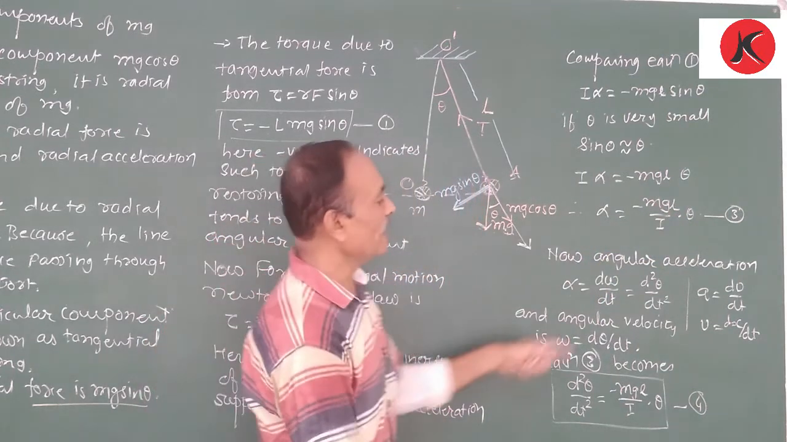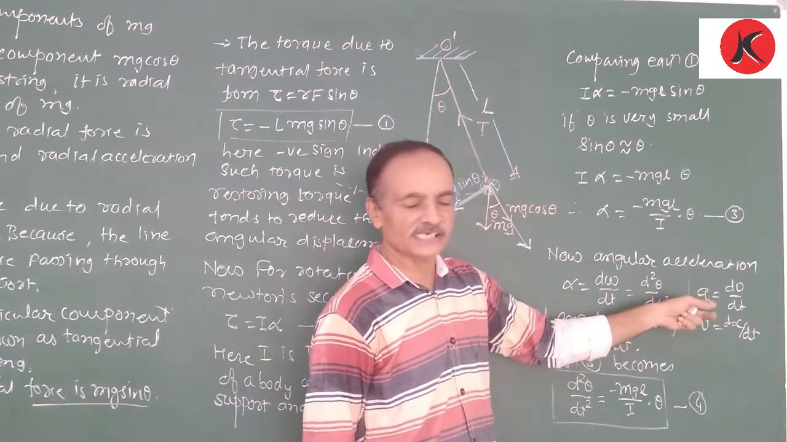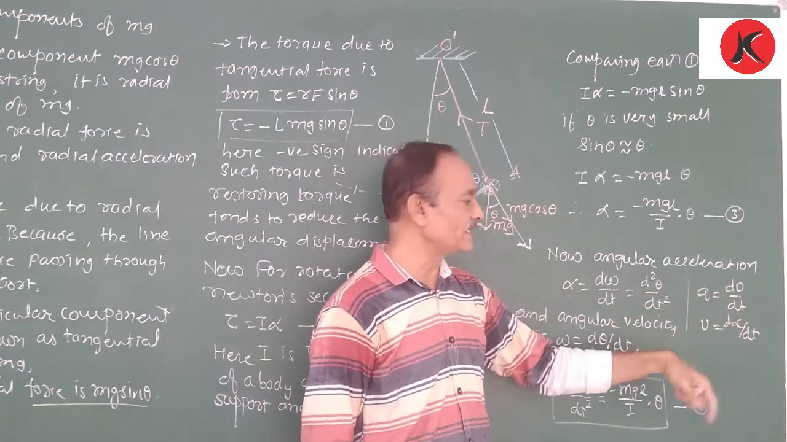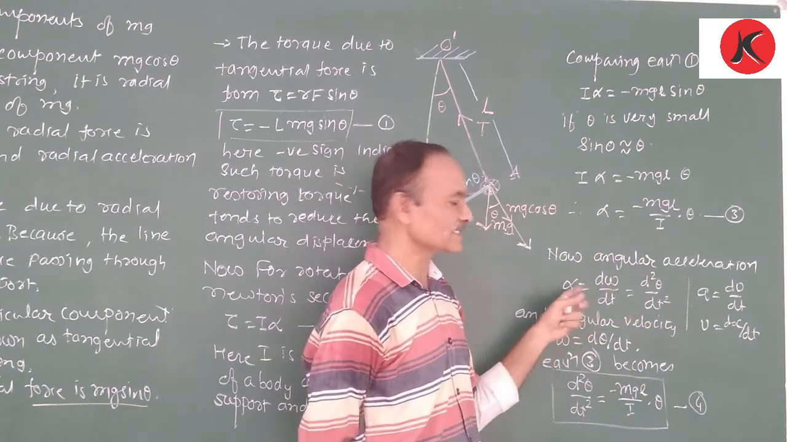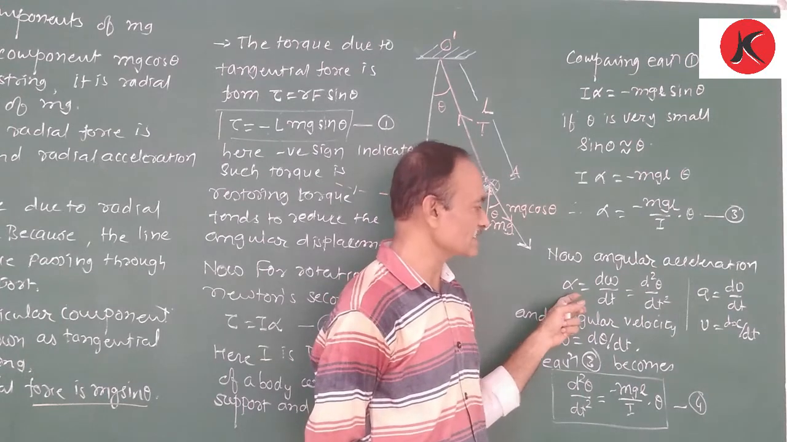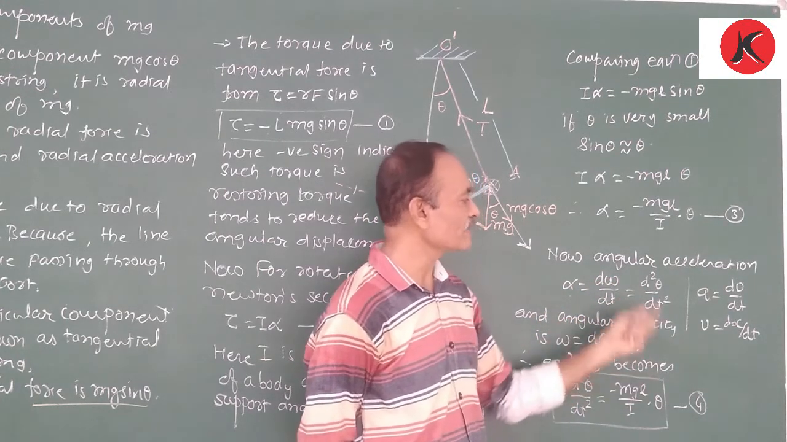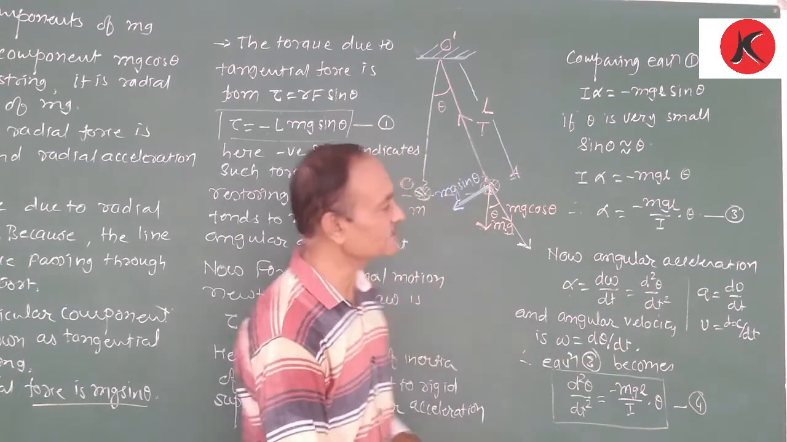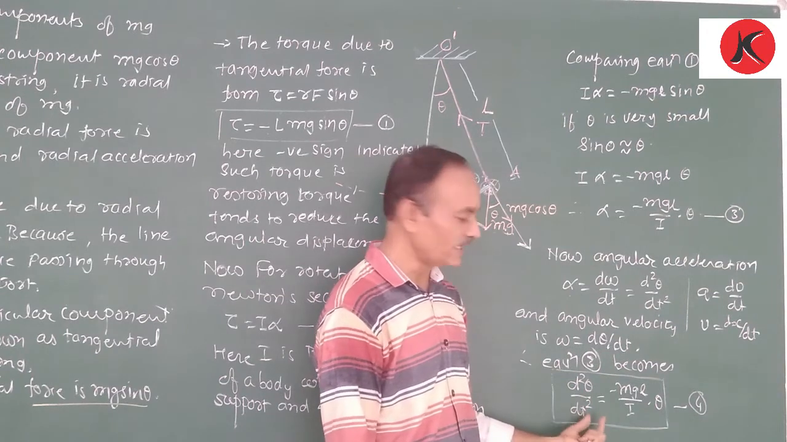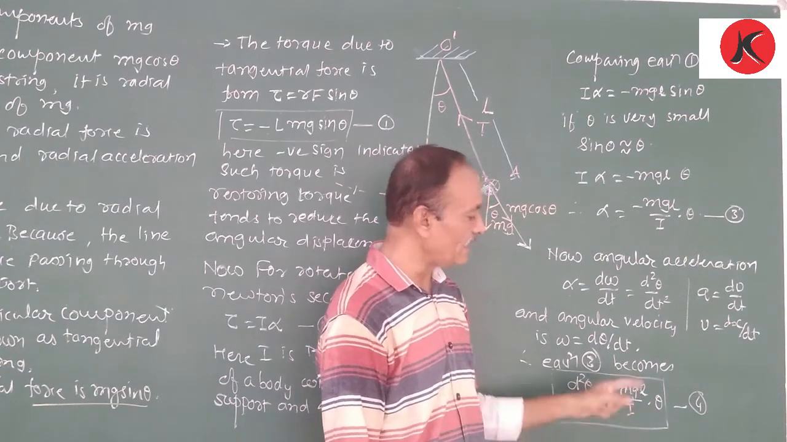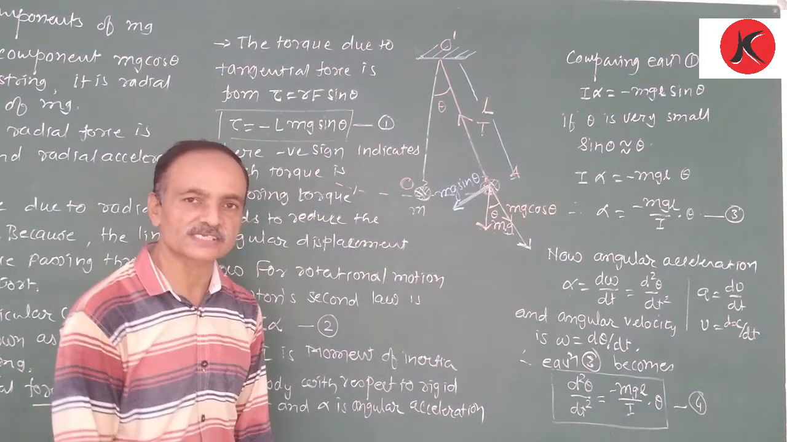Now, what is alpha? Alpha is similar to acceleration. Linear acceleration is a, which is dv by dt, and v is equal to dx by dt. The same way for rotational motion, alpha is the angular acceleration, d omega by dt, but omega is equal to d theta by dt. Therefore, d square theta upon dt square. Therefore, equation 3 becomes d square theta upon dt square is equal to minus mgl upon I into theta. This is the differential equation for rotational motion.